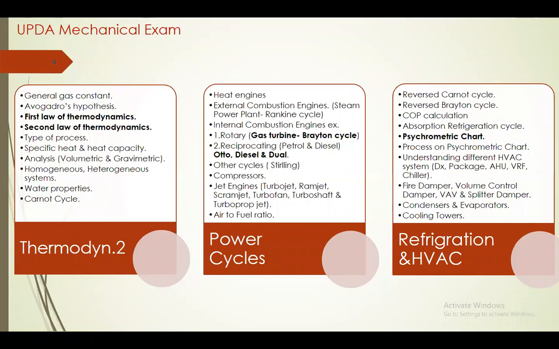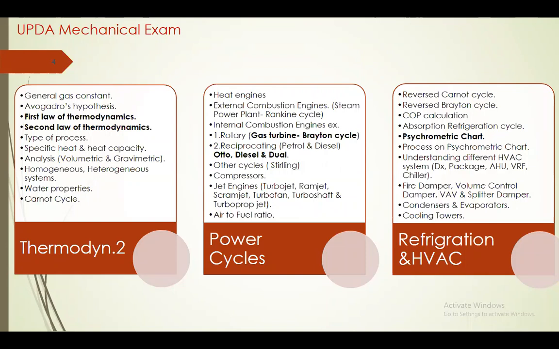Specific heat and heat capacity, volumetric and gravimetric analysis, what is the difference between these two, homogeneous, heterogeneous system, and isotropic system. Water properties, Carnot cycle, this is the ideal cycle for power cycle, and we start then to power cycle study, like heat engine, external combustion engine, steam power plant, Rankine cycle, and the internal combustion engine like gas turbine, Brayton cycle, like petrol or diesel, Otto, diesel, dual cycle.